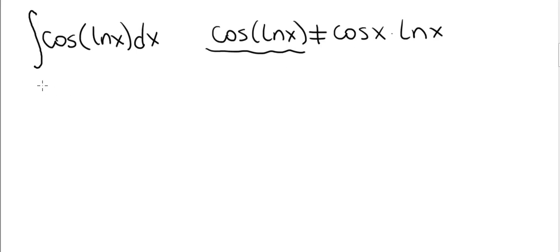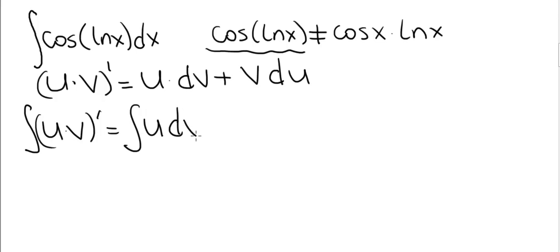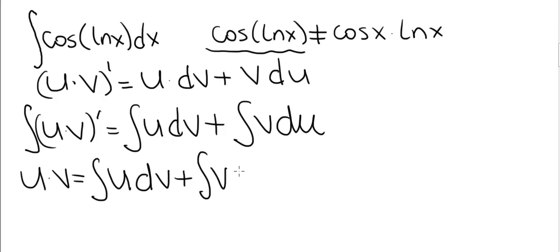Here's the integration by parts formula, and how it's derived. It comes from the product rule of differentiation. When we differentiate the product of two functions u and v, it's equal to u times the derivative of v, which I'll call dv, plus v times the derivative of u, which is du. If I now integrate both sides, the integral of the derivative of the product is equal to the integral of u dv plus the integral of v du. By the fundamental theorem of calculus, the integral of the derivative is just the function, u times v, and that's equal to the integral of u dv plus the integral of v du.